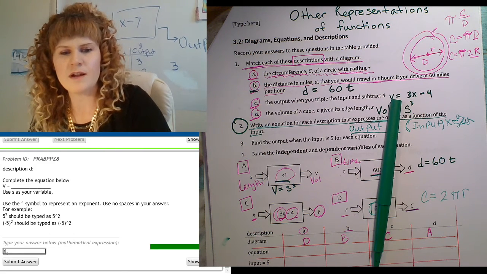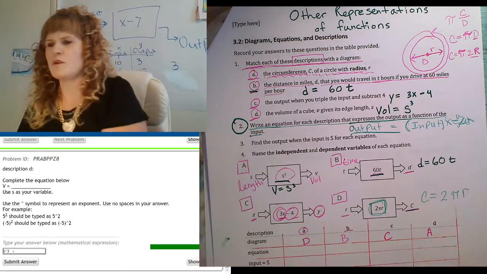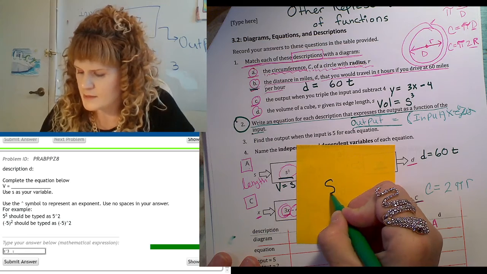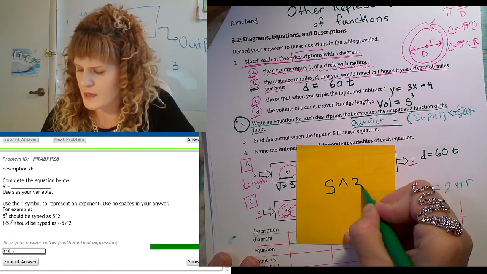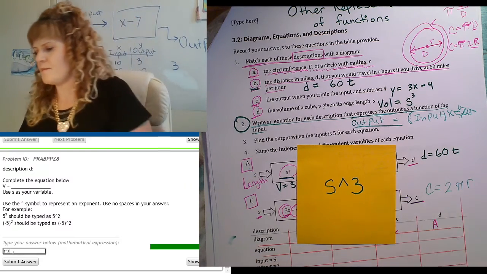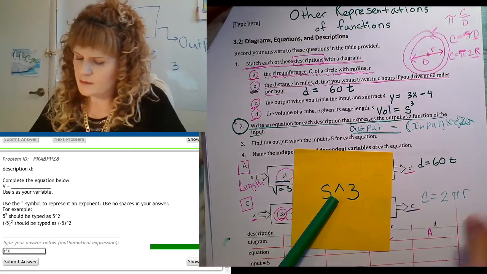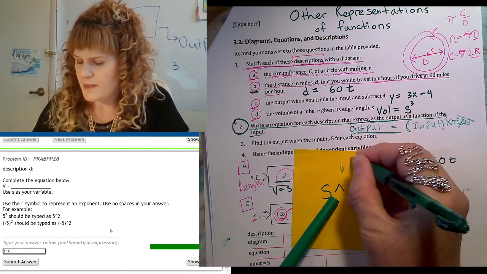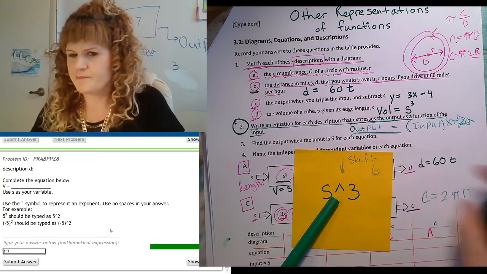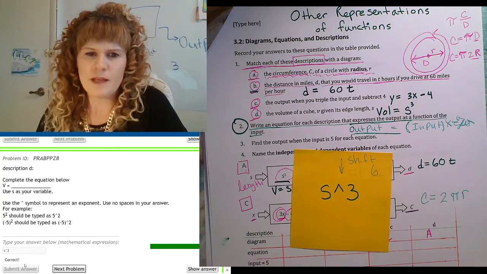S, don't forget your caret. Caret 3. I want to make sure you noticed what I typed in, if it's too small on your screen. S to the power of 3. Type it in this way. The little caret means to the power of, and that's how you get S cubed. And this little caret on your keyboard, that is Shift 6. Look for Shift 6, number 6. Anyway, you can do it.